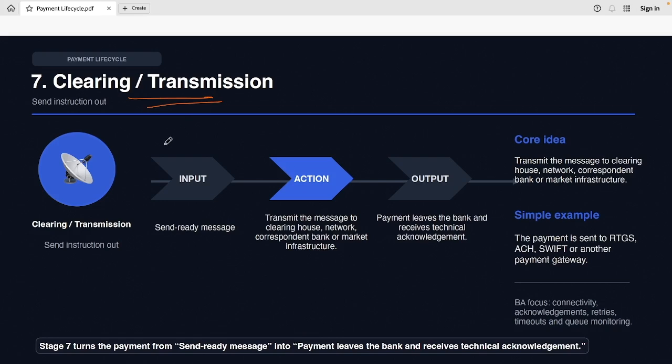So this is the point at which the payment instruction leaves the originating bank's internal environment and is sent to another institution or payment infrastructure. From stage 7, the input for this particular stage is the send ready payment message created in the previous stage. And what actions are performed? The message may be transmitted to a clearinghouse. It could be transmitted to RTGS system, SCH, Swift network, a correspondent bank, a payment gateway, another bank, or market infrastructure.